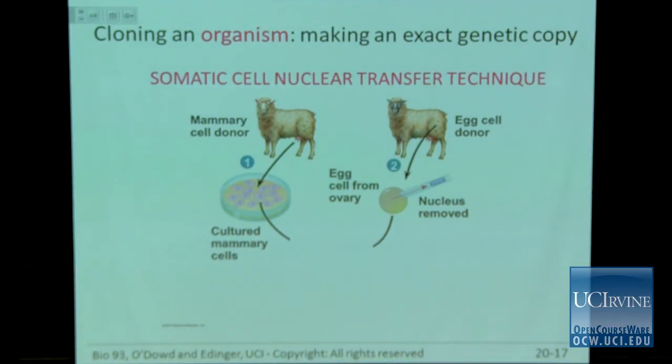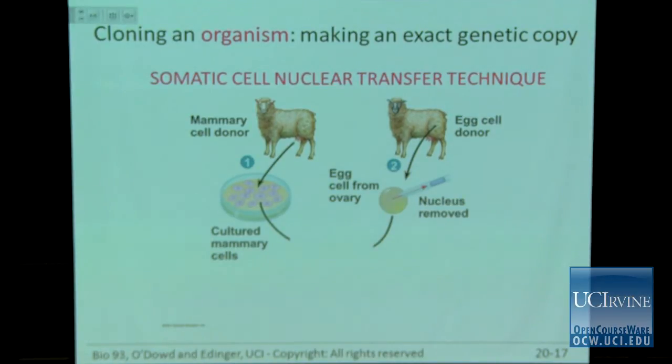Okay, so now we're going to talk a little bit about what I think the general public thinks of when we say cloning, and that's cloning an organism. We're going to start by talking about somatic cell nuclear transfer, which is the way the sheep Dolly was created, if you've heard about her. Now, the way this started is they took some mammary cells. It doesn't really matter that they're mammary gland cells. It's just what they happened to use.